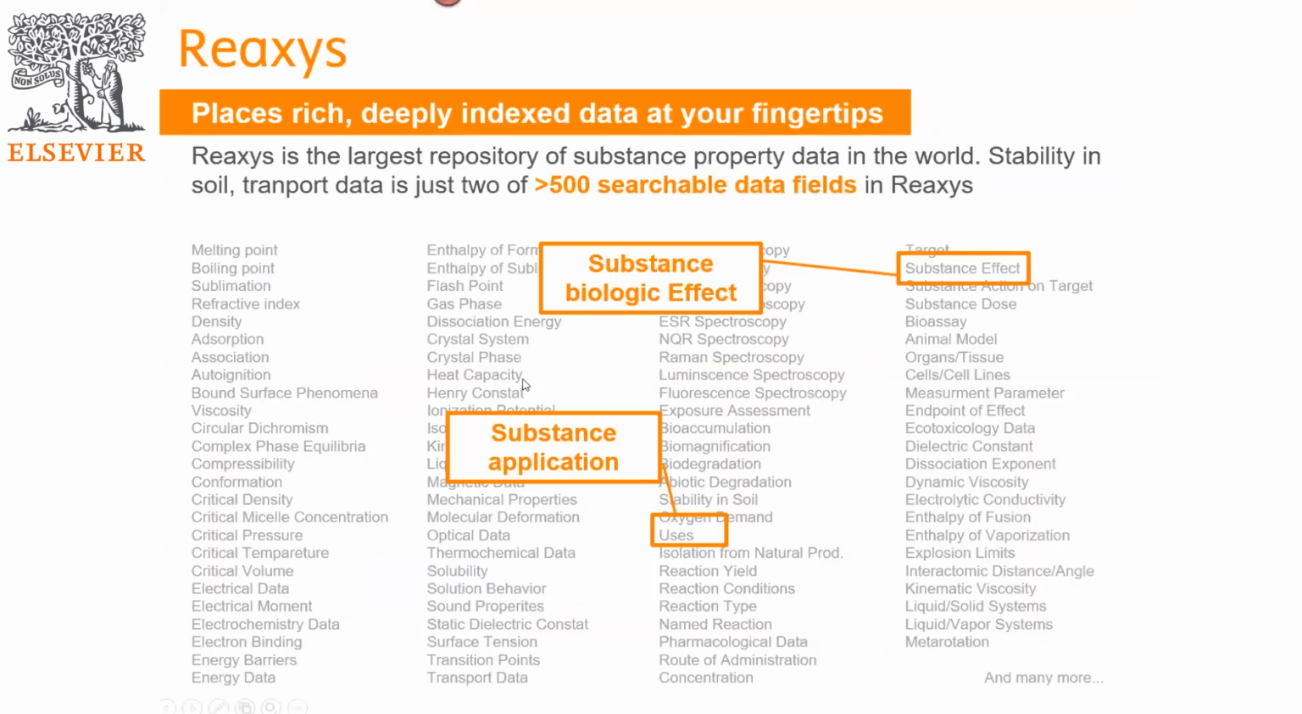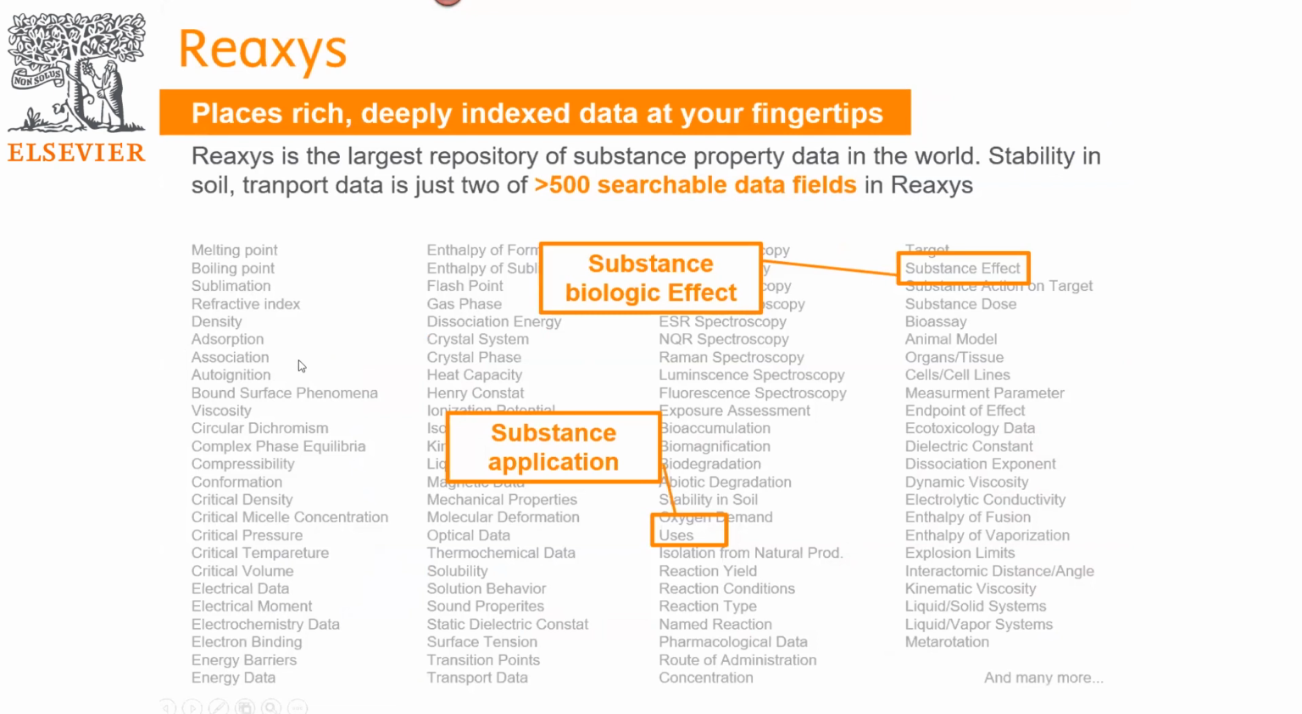This is a very nice slide. It shows different types of available information in Reaxys. This list is not comprehensive, but as you see, we have a huge amount of physical properties: melting point, boiling point, sublimation, refractive index, density.